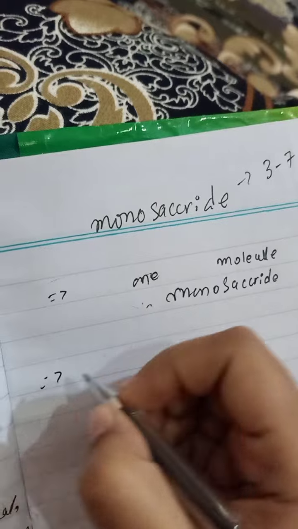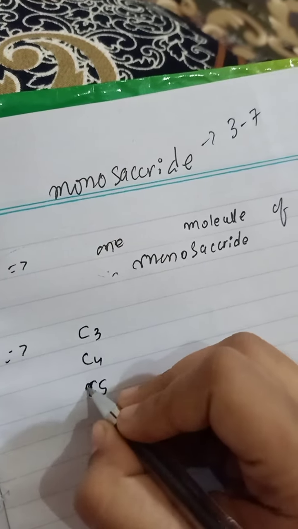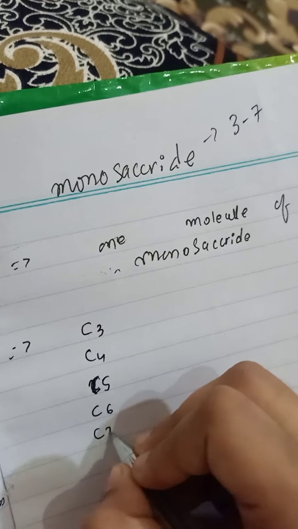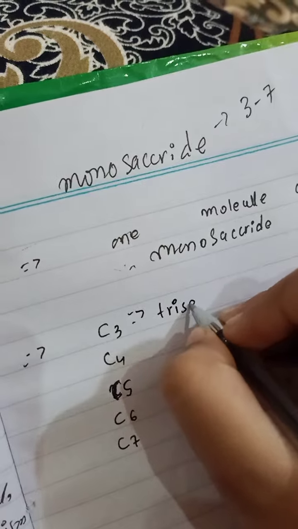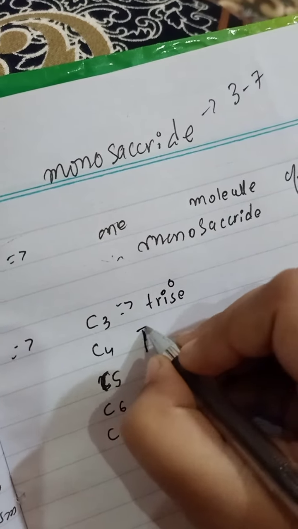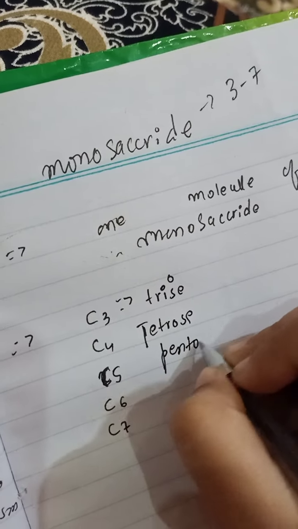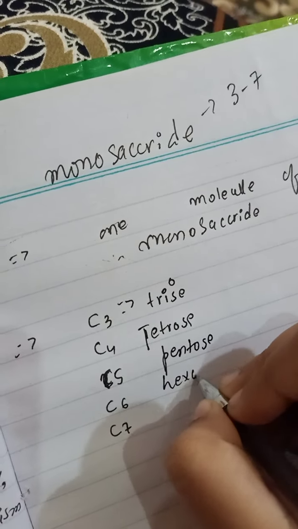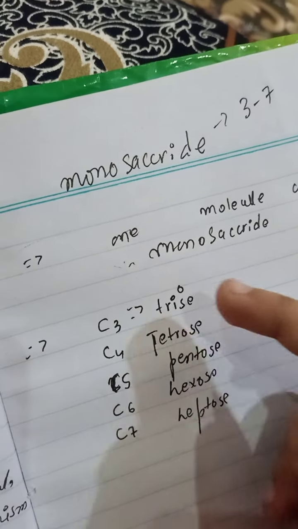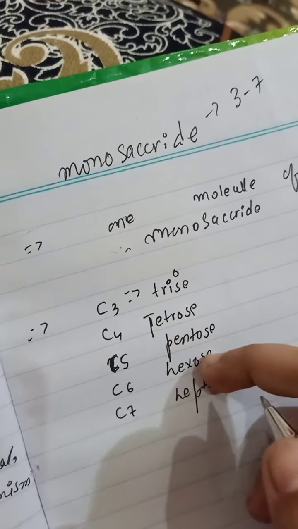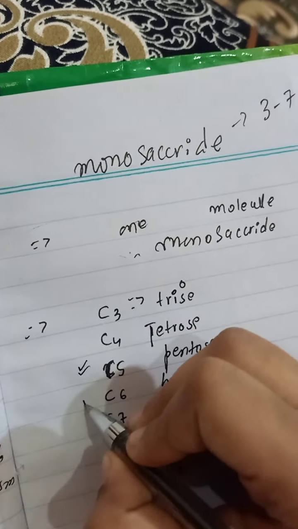Let's talk about carbon number 3, carbon number 4, carbon number 5, carbon number 6, carbon number 7. So this is triose, this is tetrose, this is pentose, this is hexose, this is heptose. This is 3 carbon sugar, this is 4 carbon sugar, this is 5, 6, 7 carbon sugar. Of all of these, two are main.